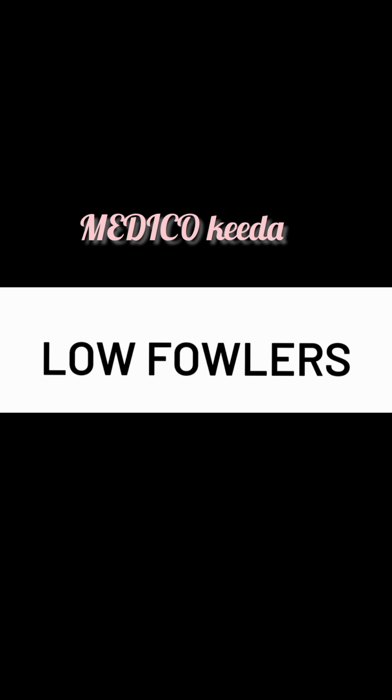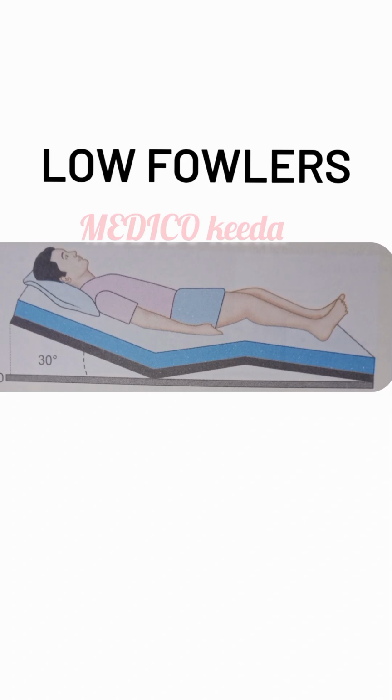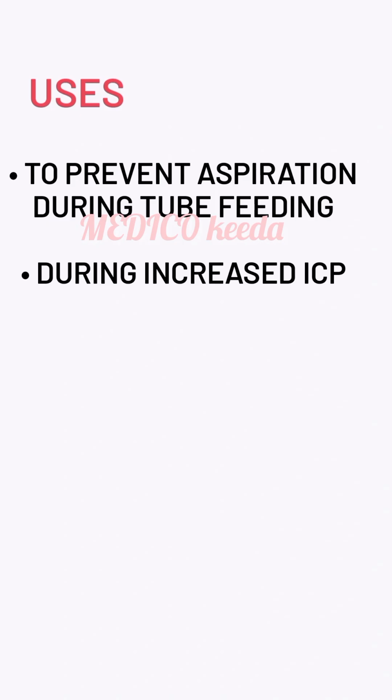Now I'm talking about the low Fowler's position. In this position, the head of the bed is elevated at an angle of 30 degrees with flexion at the level of the waist. If I talk about the benefits of this position, it is very beneficial to prevent aspiration during tube feeding. It is also used during increased ICP.